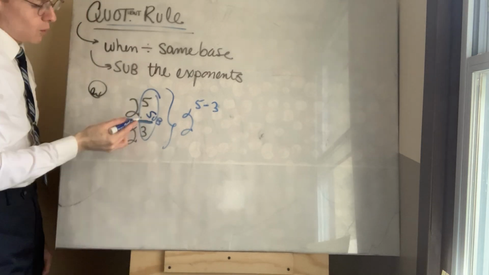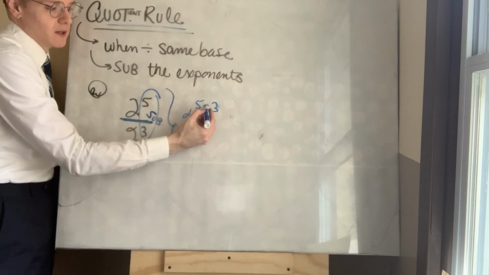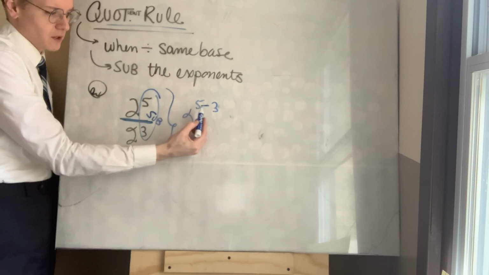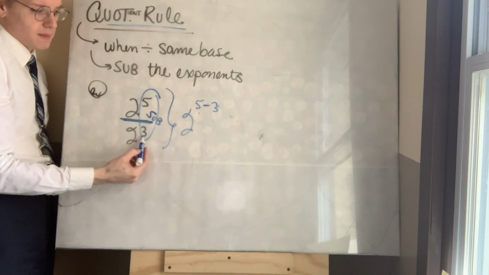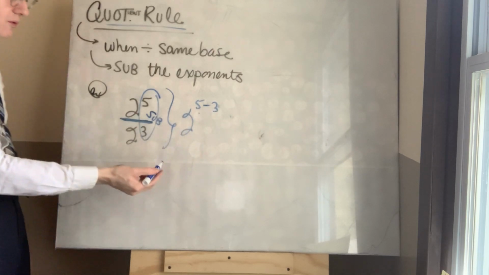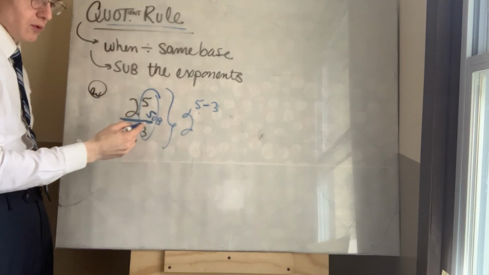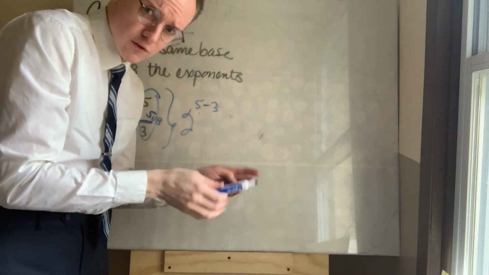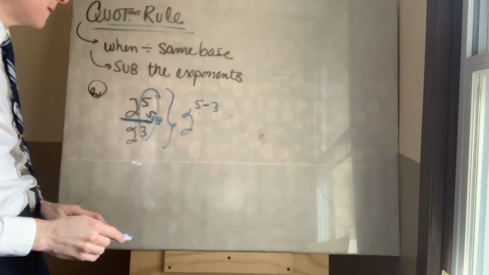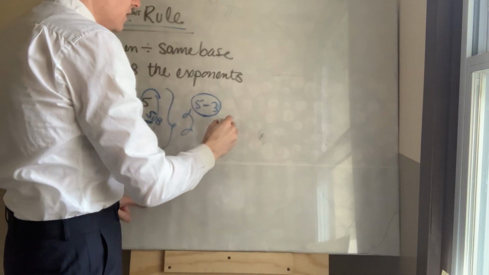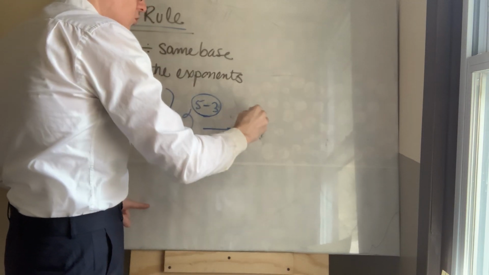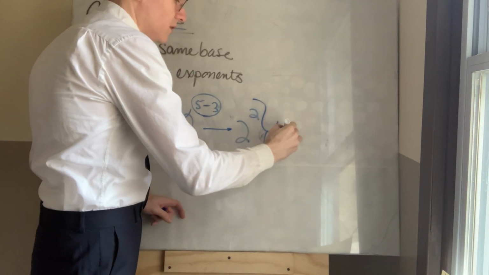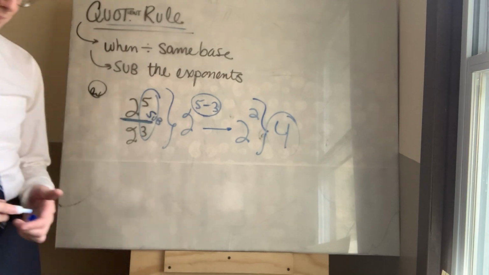Be careful. Whatever is on top should be on the left side of the subtraction sign. And whatever is on the bottom, that should be on the right side. So if you had the problem flipped upside down, 2 to the 3rd on top, you'd have the 3 in front. And it's important because you would get a different answer. There's no commutative property of subtraction. Anyhow, 5 minus 3 is still 2, so that means it's 2 squared. And if you actually did the multiplication, you'd get 4 again.